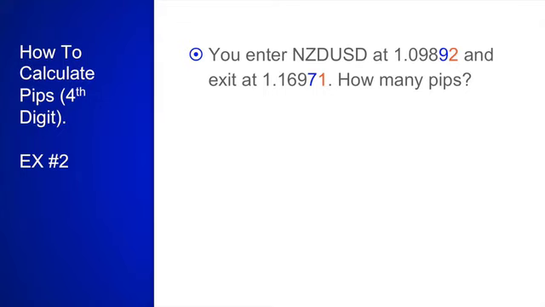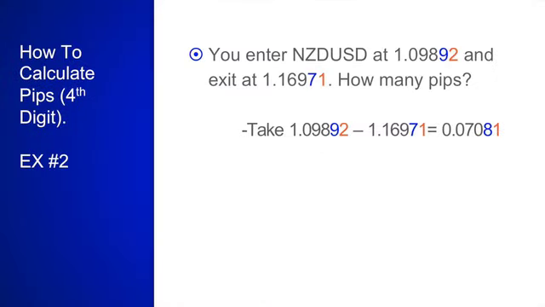You enter New Zealand dollar at 1.098992 and exit at 1.16971. How many pips? So right now, you should have your calculator out. You can pause the video. You should be subtracting these numbers to find out what that decimal answer is.